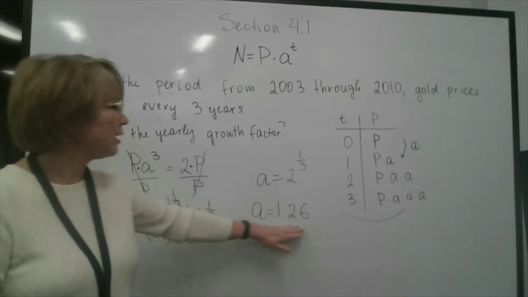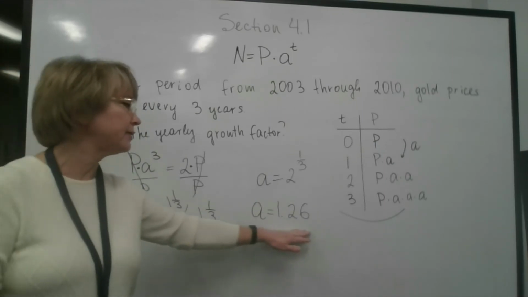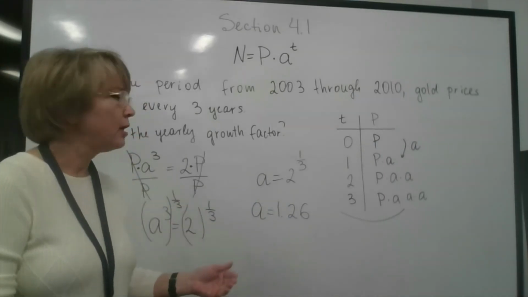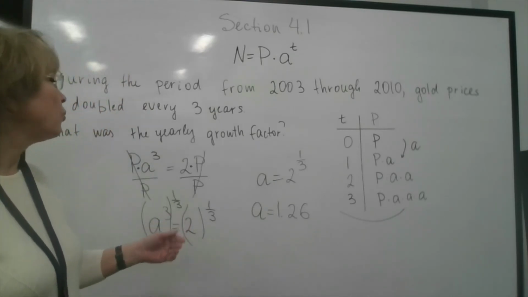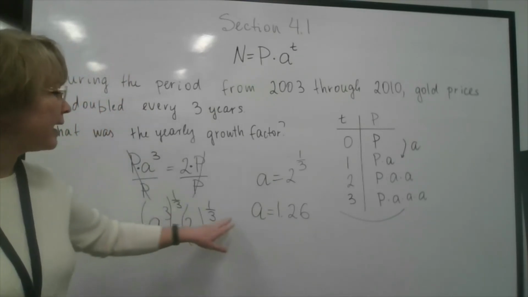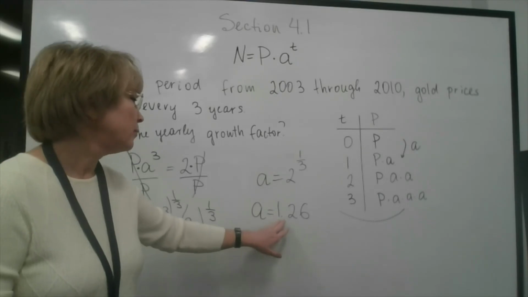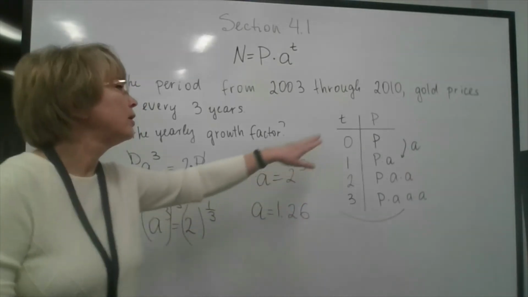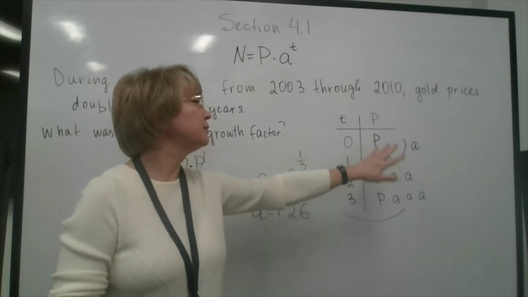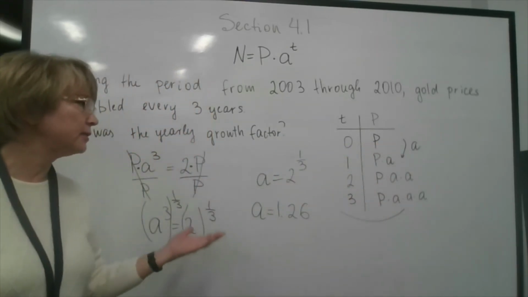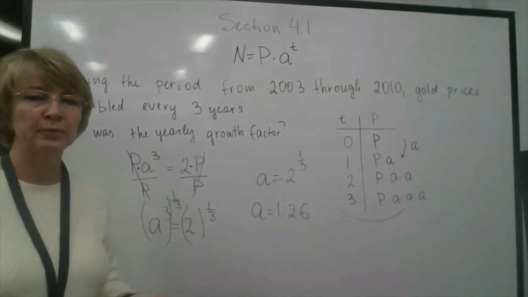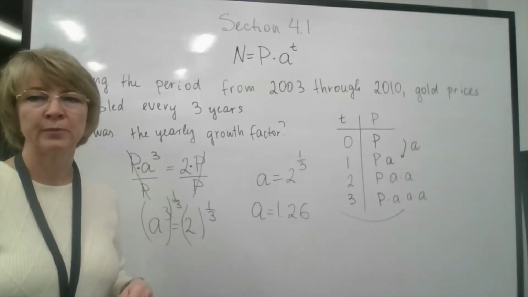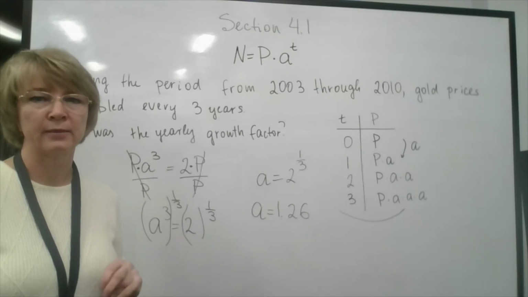How do you understand this yearly factor? It means every year the price went up by multiplying by 1.26. So we had the original price. To calculate next year's price, you have to multiply by 1.26. Next year, you will have to multiply by 1.26 again.